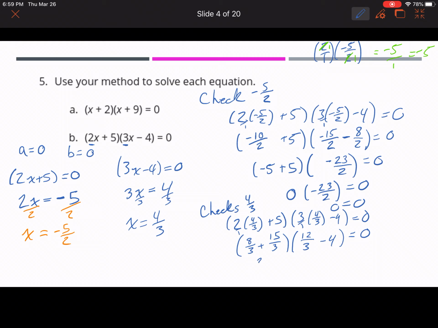And again, we end up with a positive 23 over 3, and a 4 minus 4, which equals 0. So we end up with 0 equaling 0.